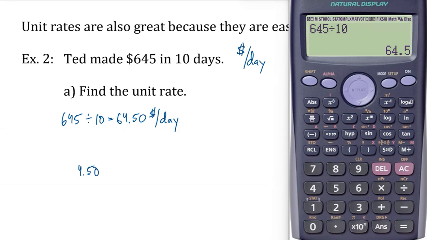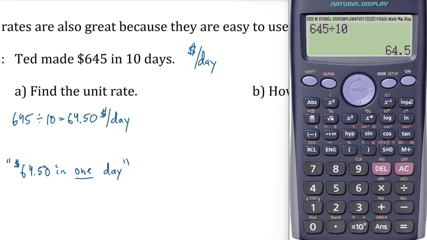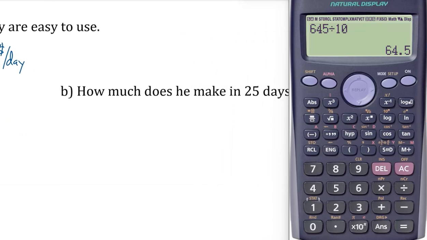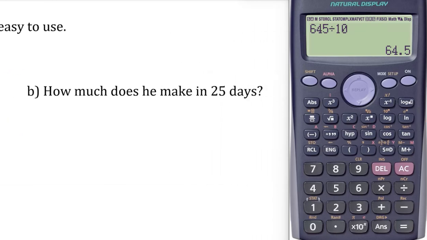I'm not going to write that every time, but just make a note of it. That's what that means. That's a unit rate. So we've calculated the unit rate. Now that we know how much Ted makes in a day, as long as he's consistent, we can easily use that to figure out any number. So this question is asking for 25 days.